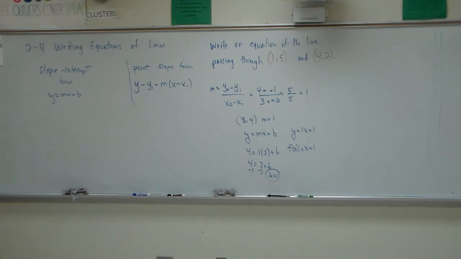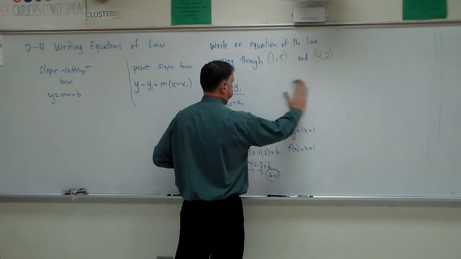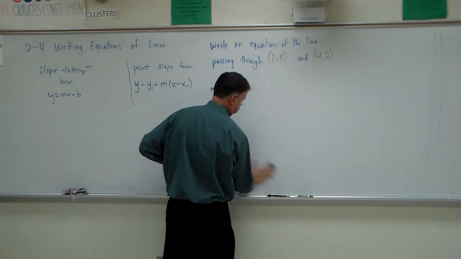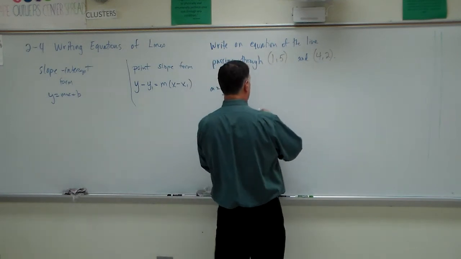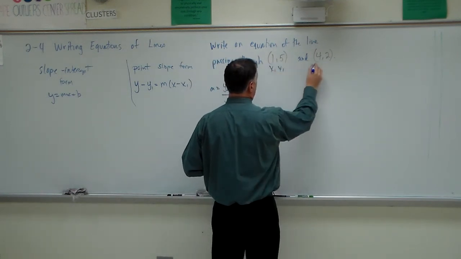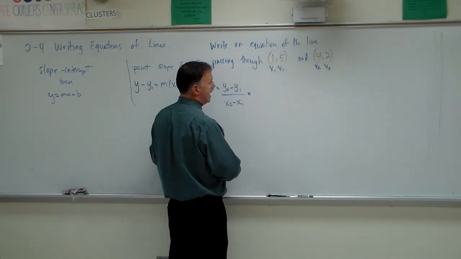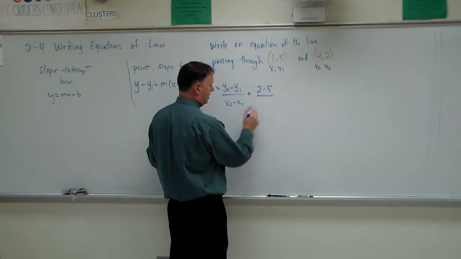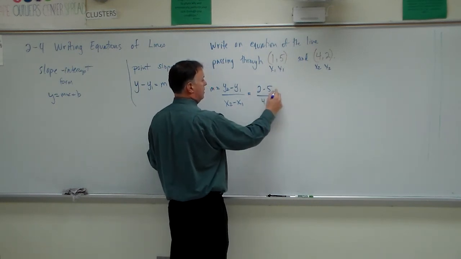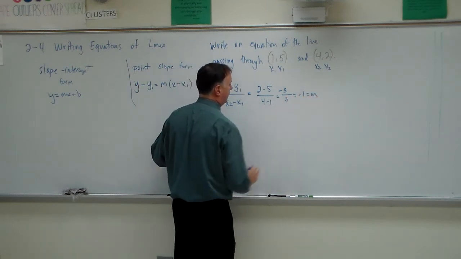Alrighty, here we go. Let's see what you did. So I gotta make it x1, y1 and x2, y2. Difference of my y's, 2 minus 5. Difference of my x's, 4 minus 1. -3 on the top, +3 on the bottom. My slope is -1.